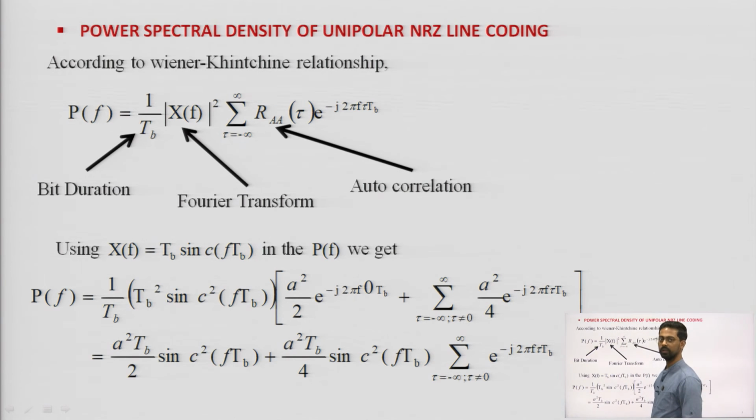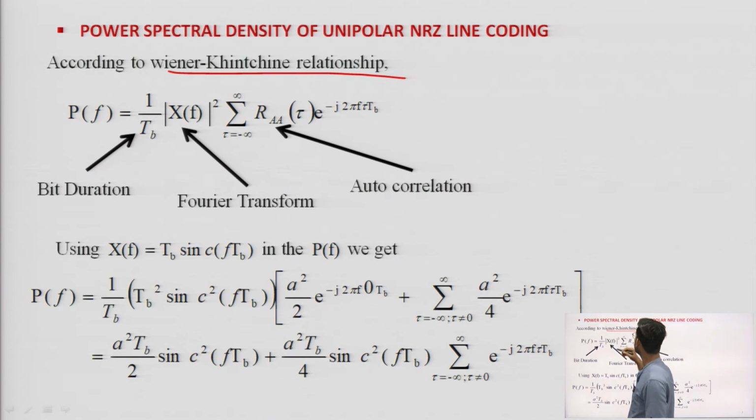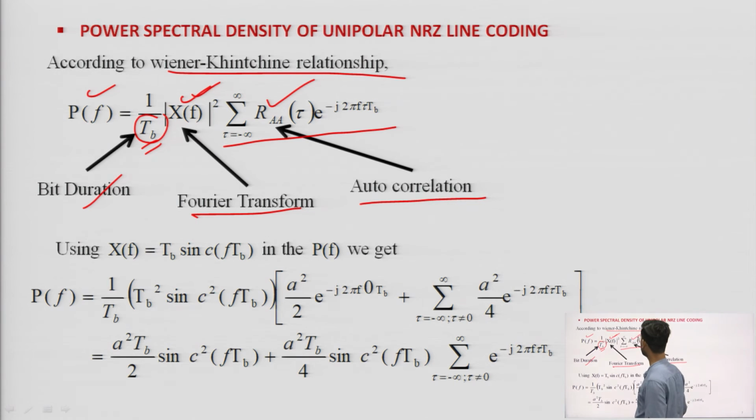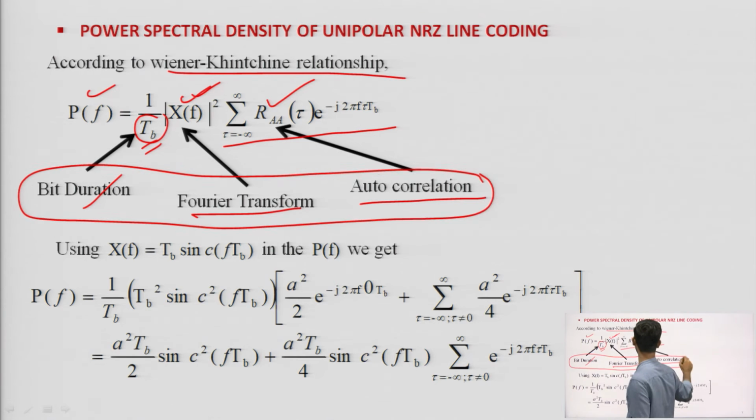So, I have to calculate the power spectral density. According to the Wiener-Khinchin relationship, the power spectral density equals 1 by TB multiplied by the Fourier transform square of the autocorrelation function. Here TB is nothing but your bit duration. This Wiener-Khinchin relationship gives the relation among the three parameters.